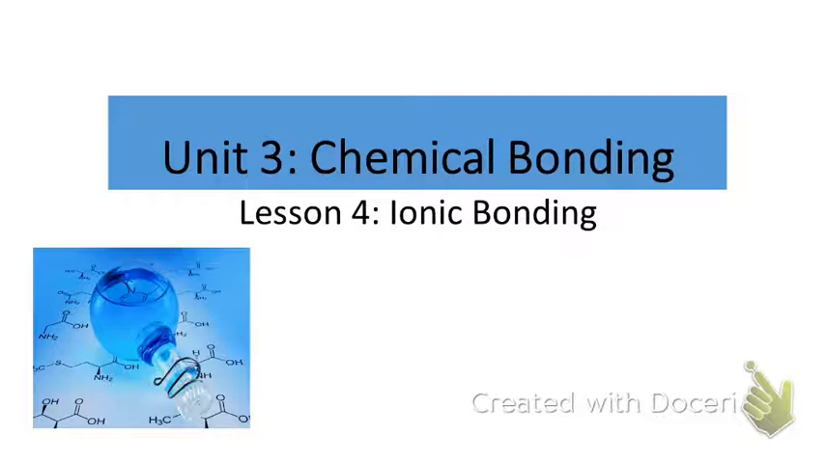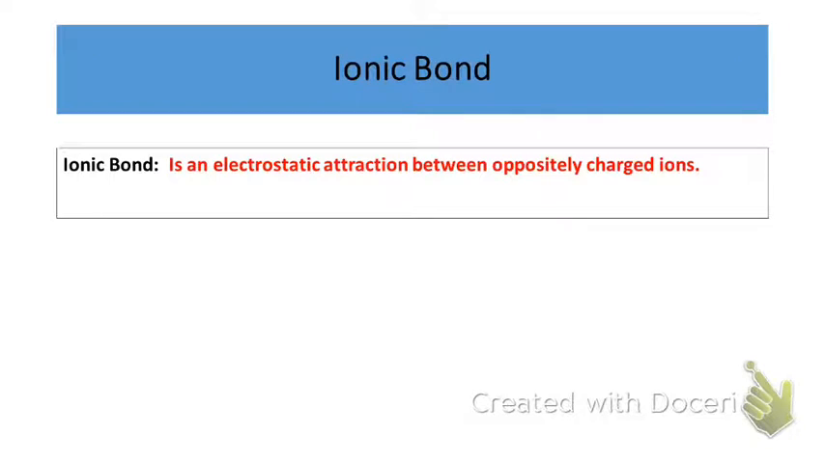Alright, let's get started with Lesson 4, Ionic Bonding. Ionic bonds are the first type of bond that we're going to discuss here in Unit 3. So let's start out with a definition of what an ionic bond is. Simply, an ionic bond is an electrostatic attraction between oppositely charged ions. So let's give you a quick example of what this entails.